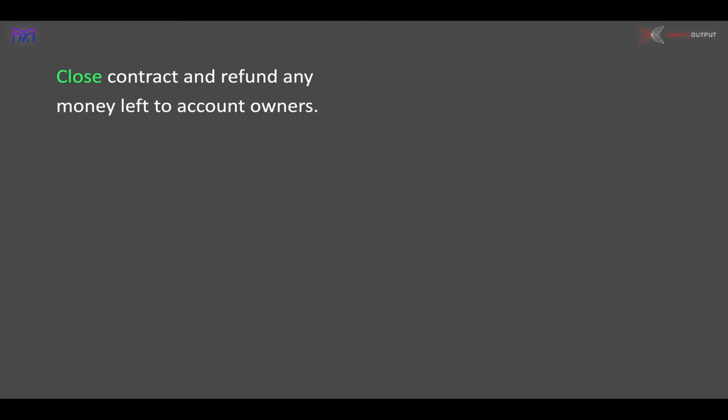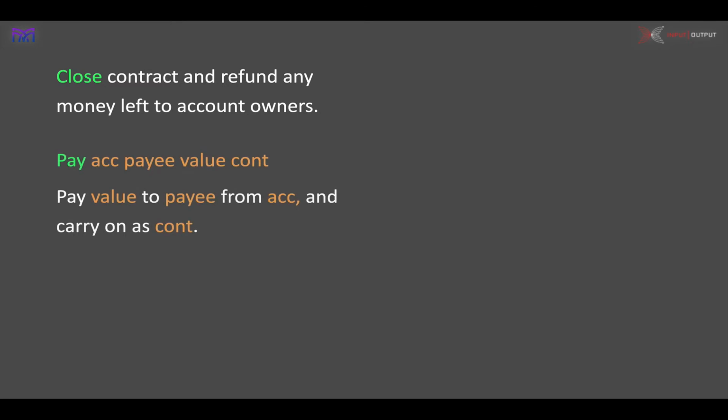The close construct closes a contract and refunds any money left to account owners. Inside a Marlowe contract, there are local accounts that belong to the participants in the contract, and if an account belongs to Alice and some money is left in that account, it will be returned to Alice when the contract is closed. We can make a payment.